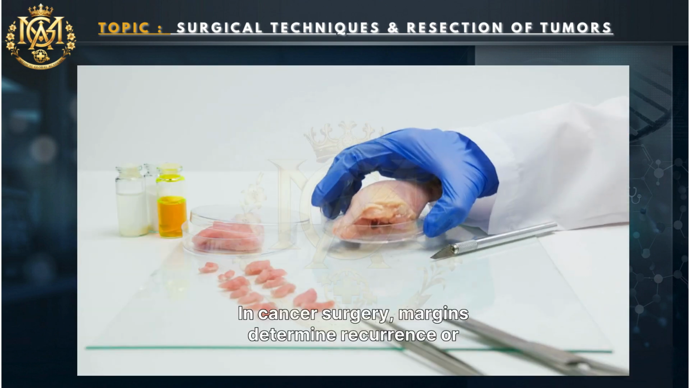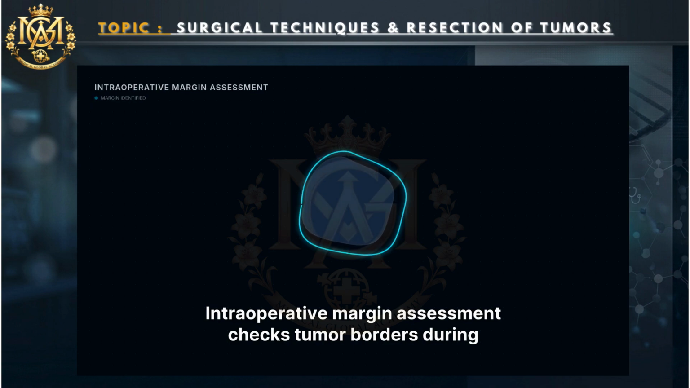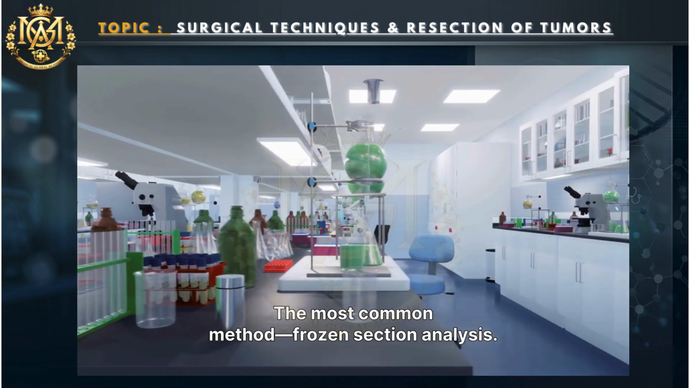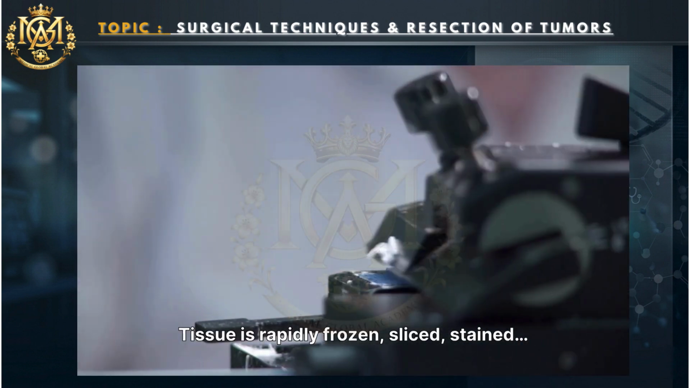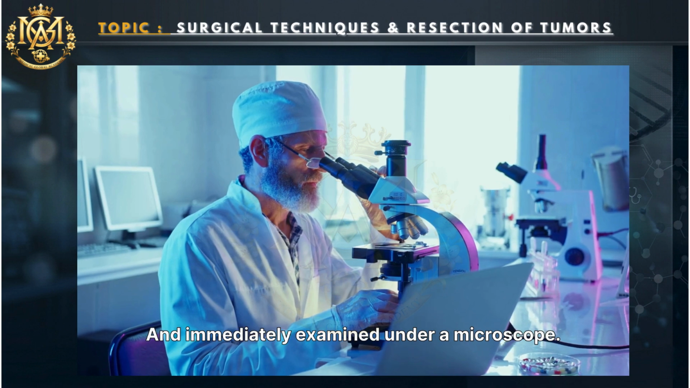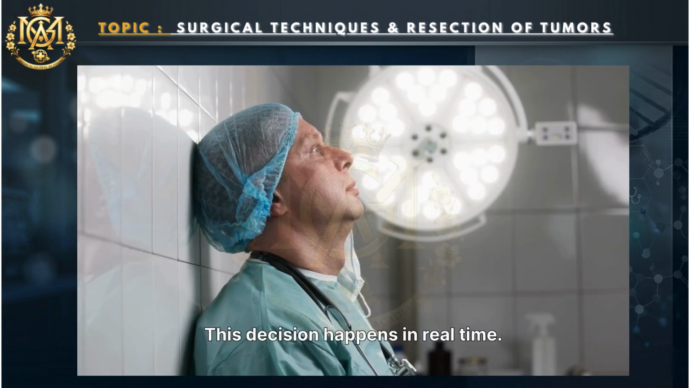In cancer surgery, margins determine recurrence or cure. Intraoperative margin assessment checks tumor borders during surgery. The most common method is frozen section analysis. Tissue is rapidly frozen, sliced, stained, and immediately examined under a microscope. One critical question: are the margins clear? This decision happens in real time.